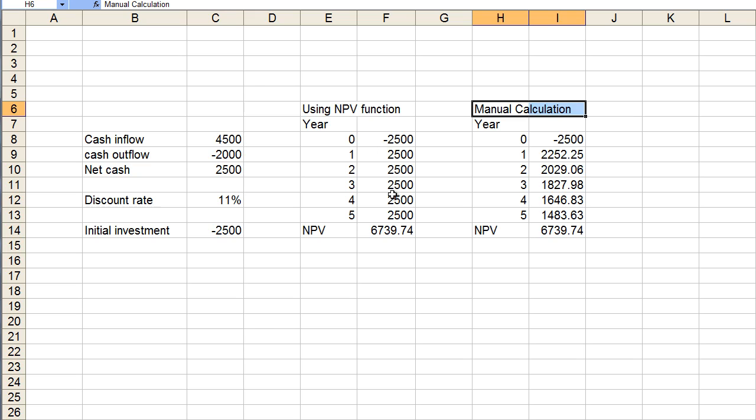First of all, we need to have our figure at year 0, which is this one down here. That's our initial investment. Then the cash flows are the same for the end of each year. They are the net cash flow from 4,500 less 2,000, which is 2,500. Now the cell reference for this one is $C$10, which is that one, which means that I can simply fill those down like this, and it becomes $2,500 for each one.